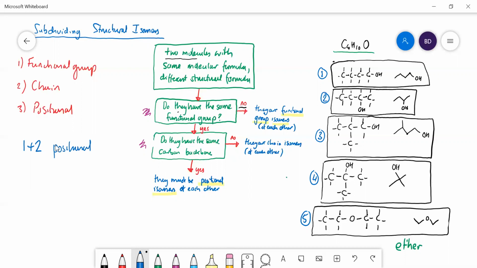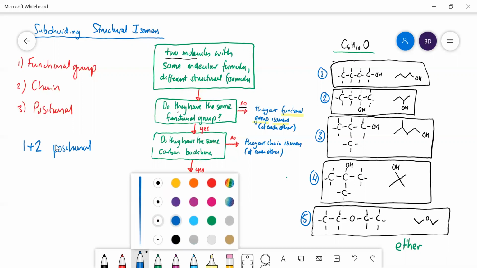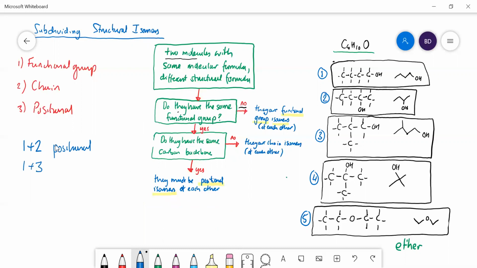Let's now look at 1 and 3. What kind of isomers are they? Do they have the same functional group? Yes, they're both alcohols. Do they have the same carbon backbone? They don't. Number 1 has 4 in a row, number 3 has 3 in a row with a branch on it. So these are chain isomers of each other.